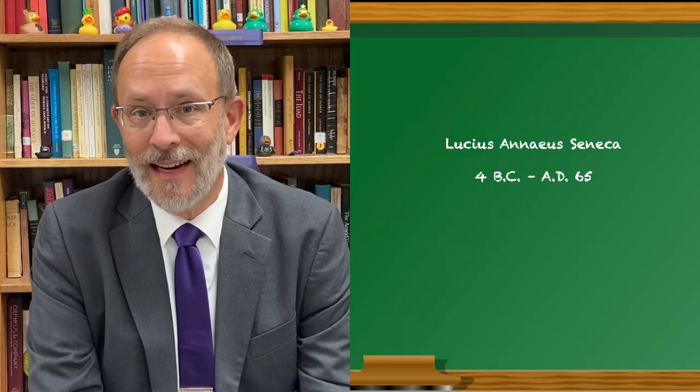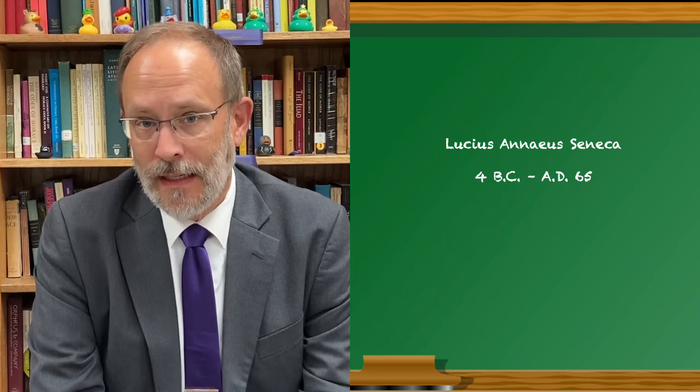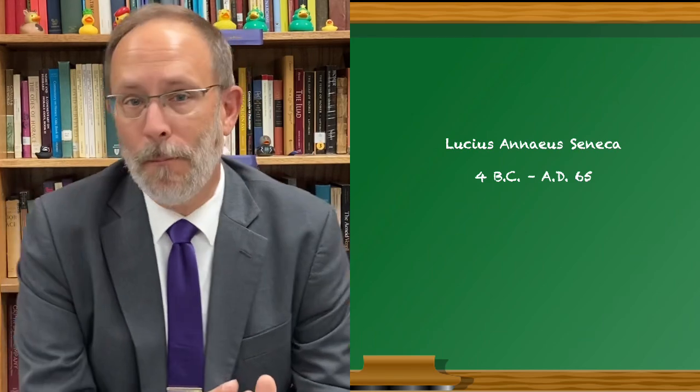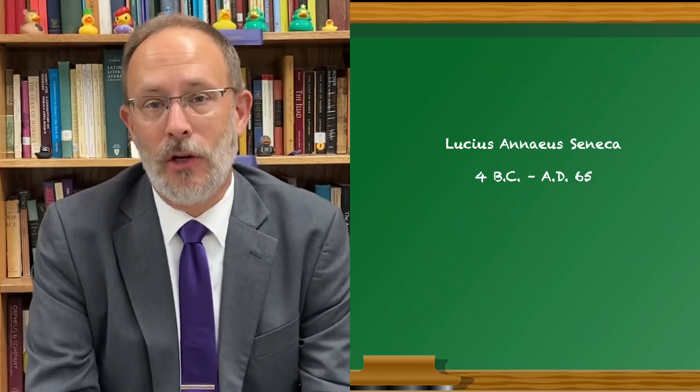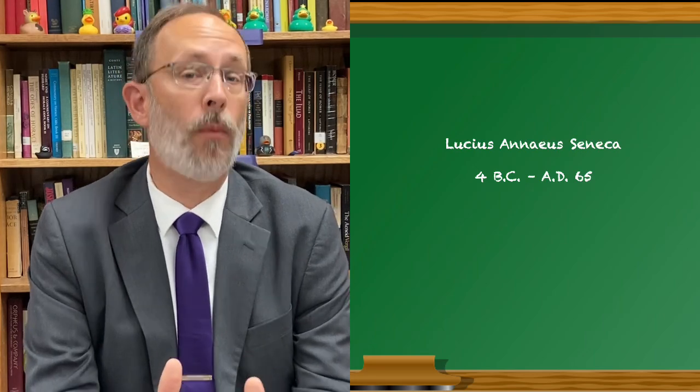So his full name is Lucius Annaeus Seneca. And he crosses over that BC AD split in human history. He was born in 4 BC in Spain, and this is Romanized territory at that time, but it was Spain. And then he died in the year 65 AD.